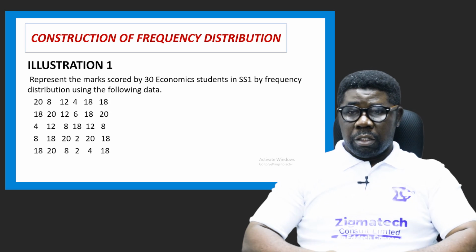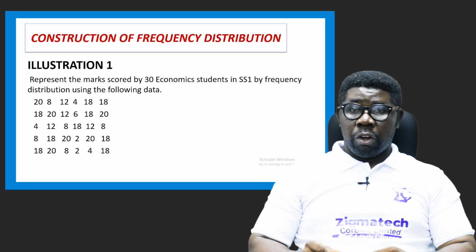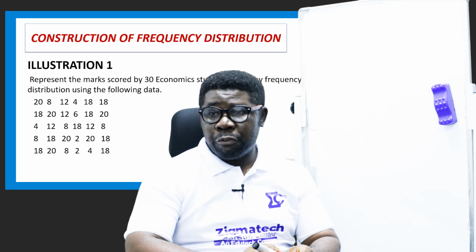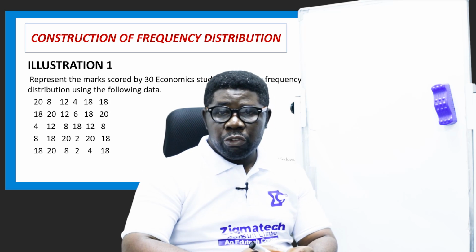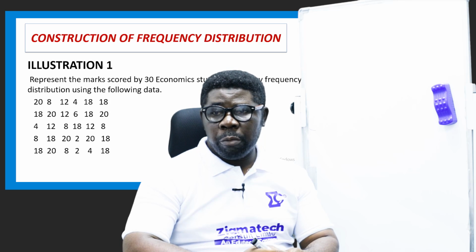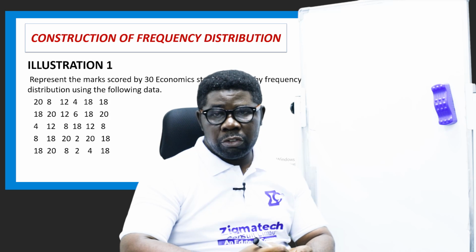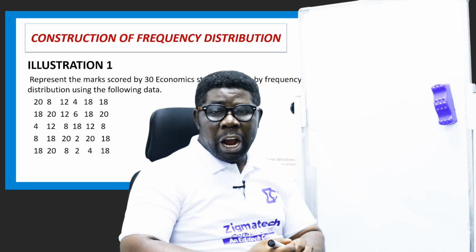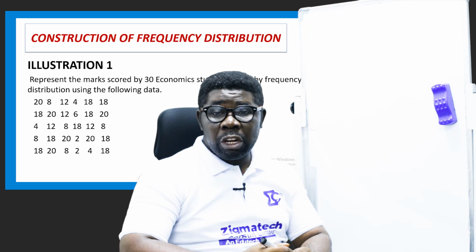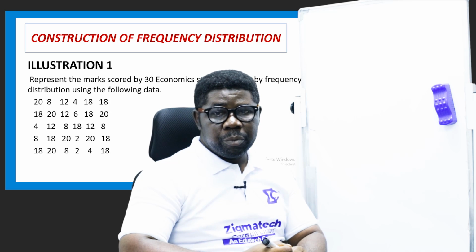All right, we're going to do a small exercise here on the whiteboard. Like I said, the information you have here, you're going to present in a frequency distribution table. We have to present the marks scored by 30 students in economics in SS1 in a frequency distribution table using the following data. You arrange this information in ascending order first so that you know exactly what you have.